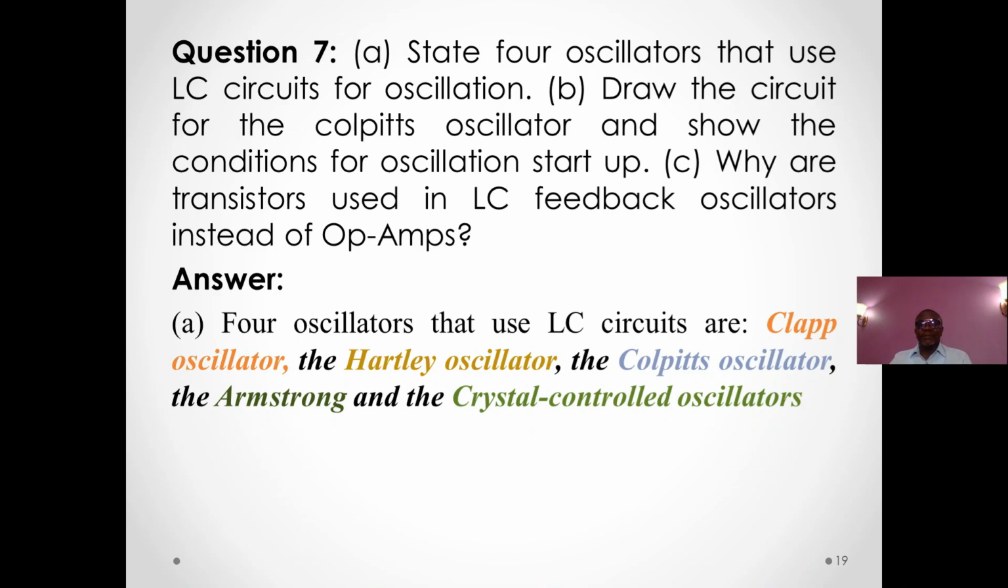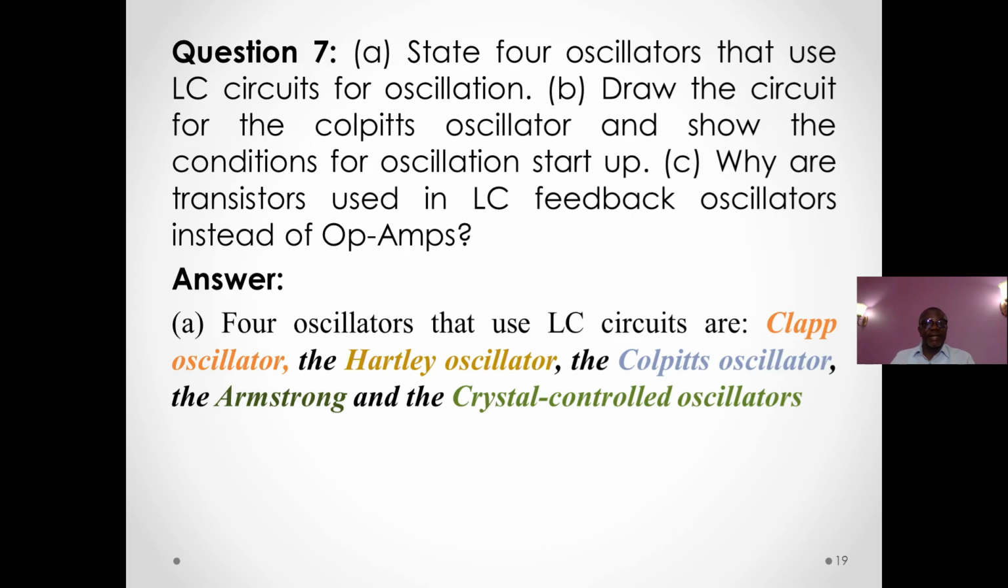Now, question 7 says, state 4 oscillators that use LC circuits for their oscillation. When we say LC circuit, you are talking of inductor capacitor circuit. Draw the circuit for the Colpitts oscillator and show the conditions for oscillation startup. So why are transistors used in LC feedback circuits instead of operational amplifiers?